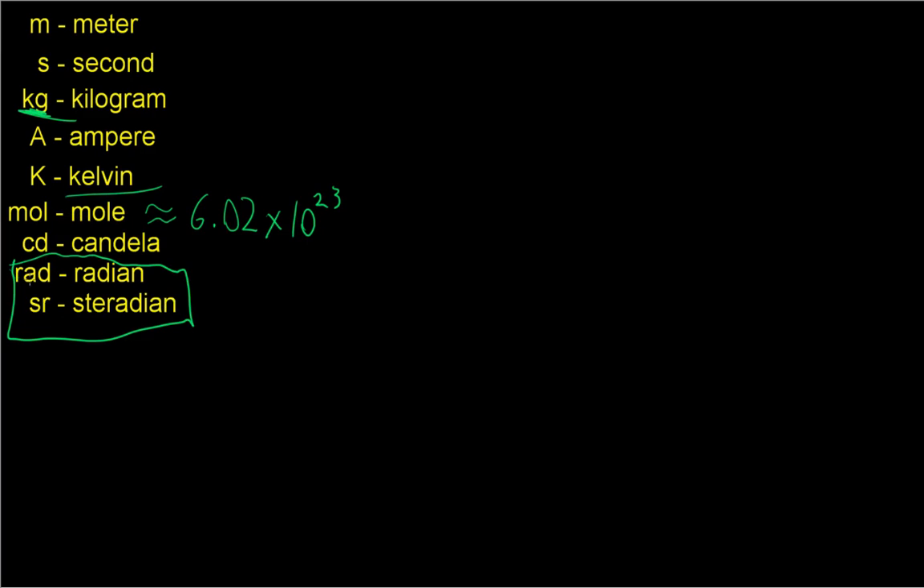Radians and steradians. Well, a radian is sort of like degrees, only it's defined more in terms of pi. In a circle, there are 2 pi radians. And that was probably one of the worst circles I've ever drawn. Or 360 degrees. You say there's 2 pi radians, you say there's 360 degrees, you're saying the same thing.